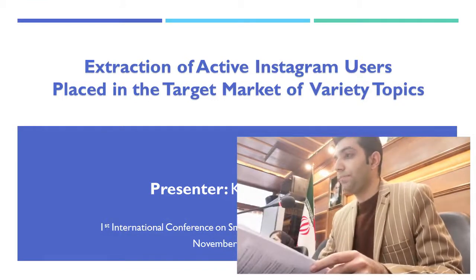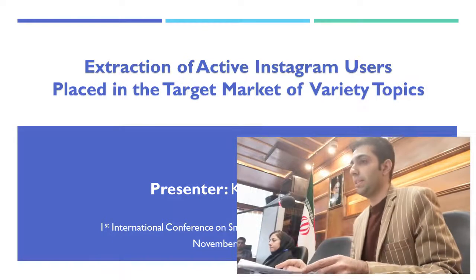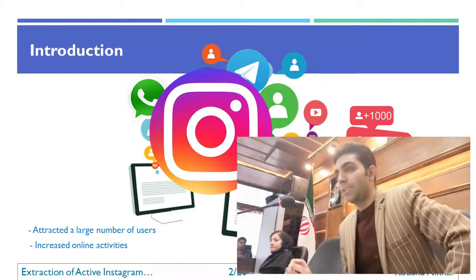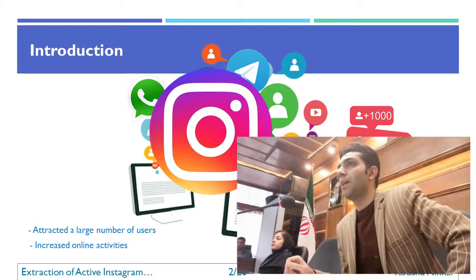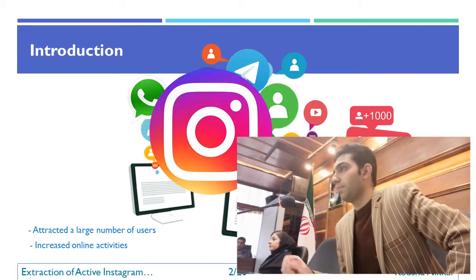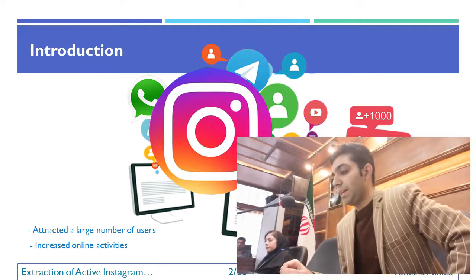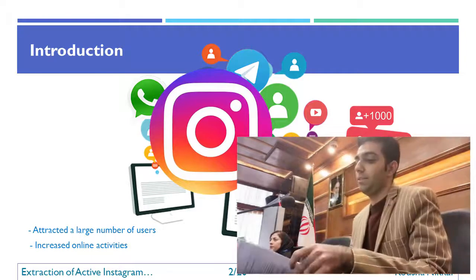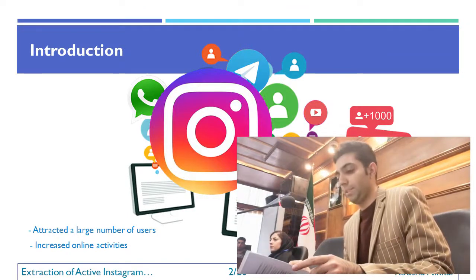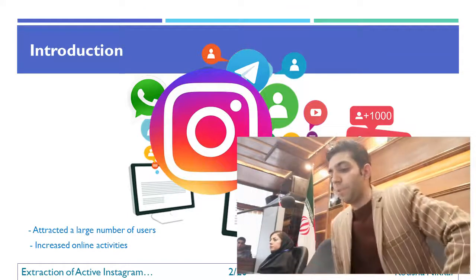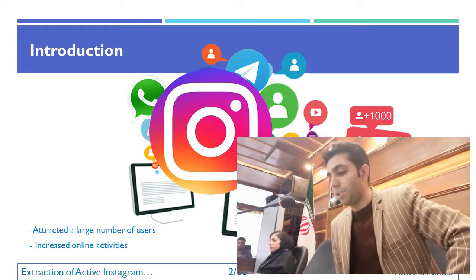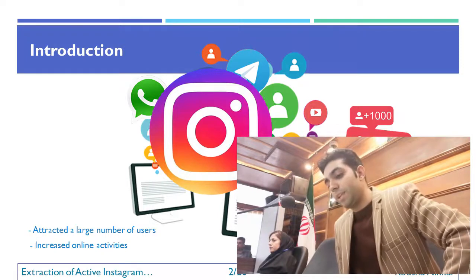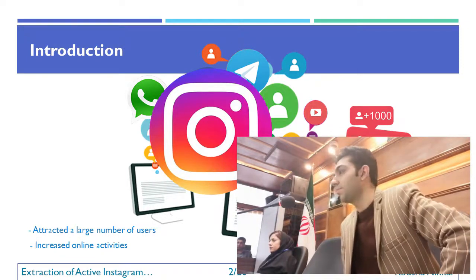Okay, let's start with the second slide. As you know, many social media have been created, such as Facebook or Google Plus, and one of the most successful of them is Instagram, because it has not only attracted a large number of users, but also has a significant growth in online activities. And one of the prerequisites for its users to have successful digital marketing on Instagram is achieving a real audience relevant to their post subjects.